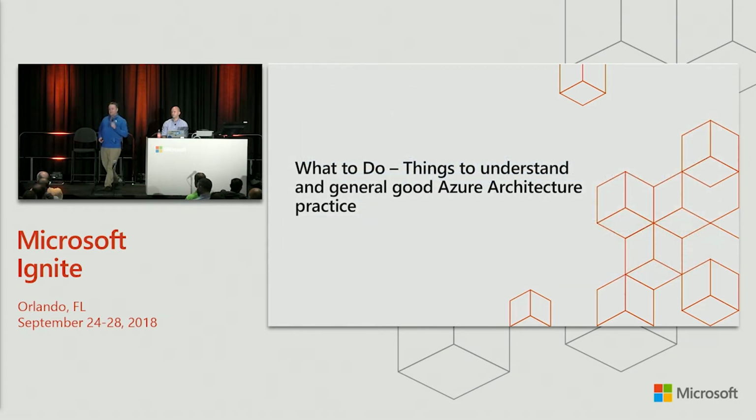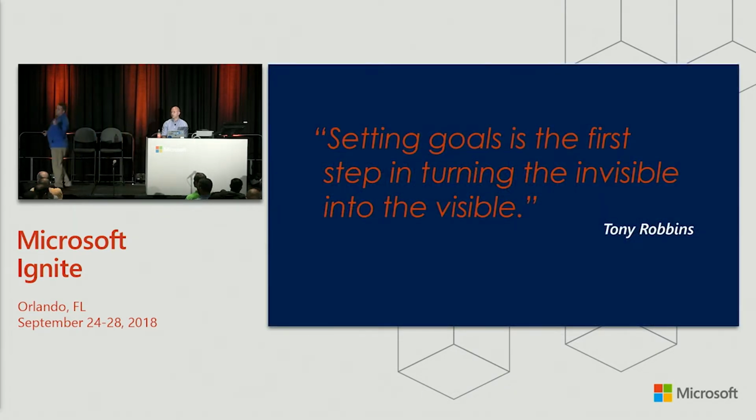So, what do we do? What do we want to understand, and what's the general good architecture practice? So this is taking the next step. We've got our objectives, we understand what the system's trying to do and the customer's trying to achieve. Now we can actually look to make something tangible. We understand our goals, let's turn them into something visible.